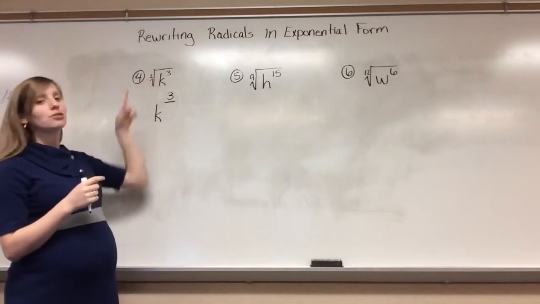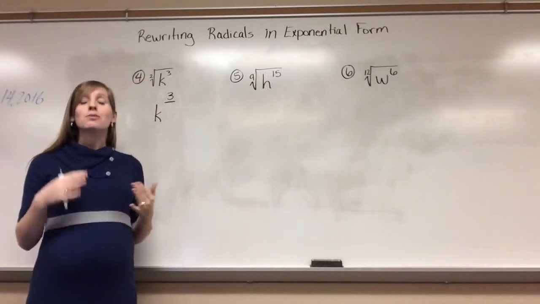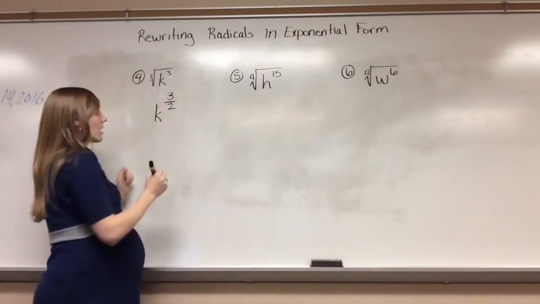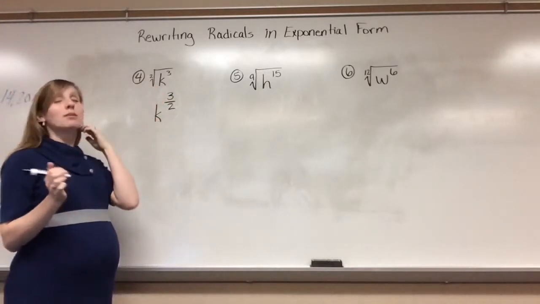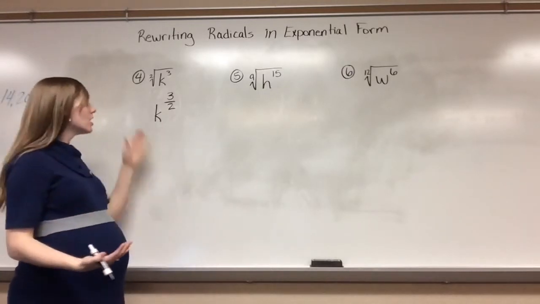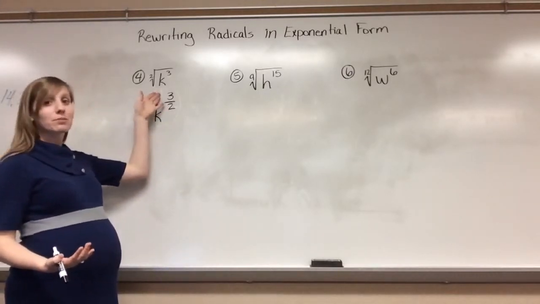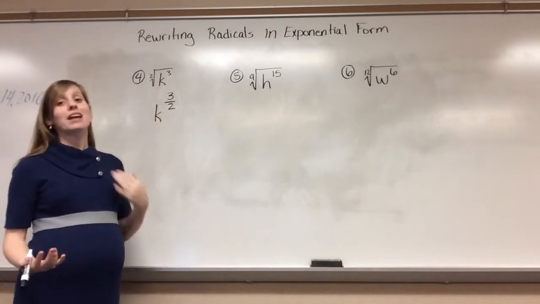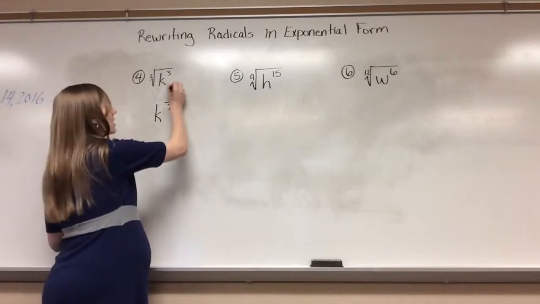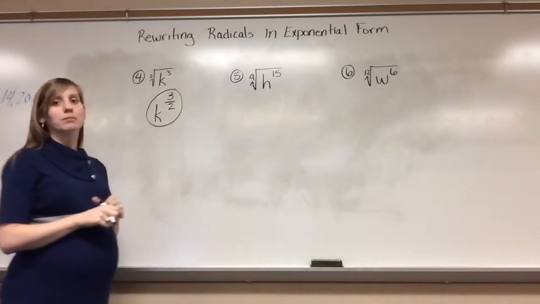All right, so there is a 2 out front, it's just not written in, which means my denominator will be 2. So I have k to the 3 halves. From there, all right, we need to determine if we can simplify this or not. 3 and 2. 3 is only divisible by itself. 2 is only divisible by itself. There's no common divisor there, so k to the 3 halves is my answer for problem number 4.